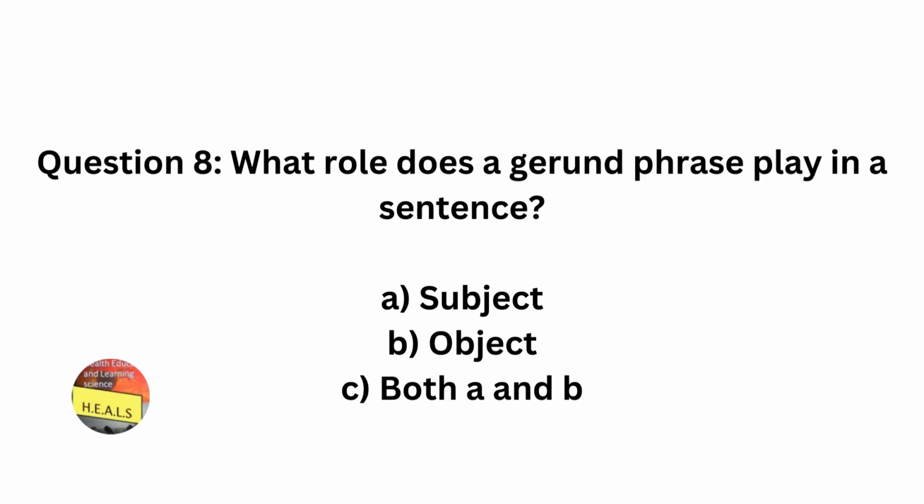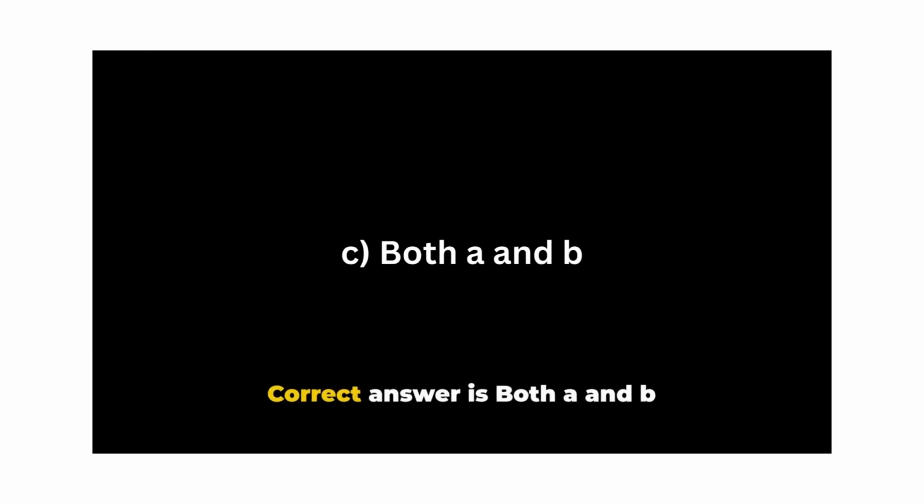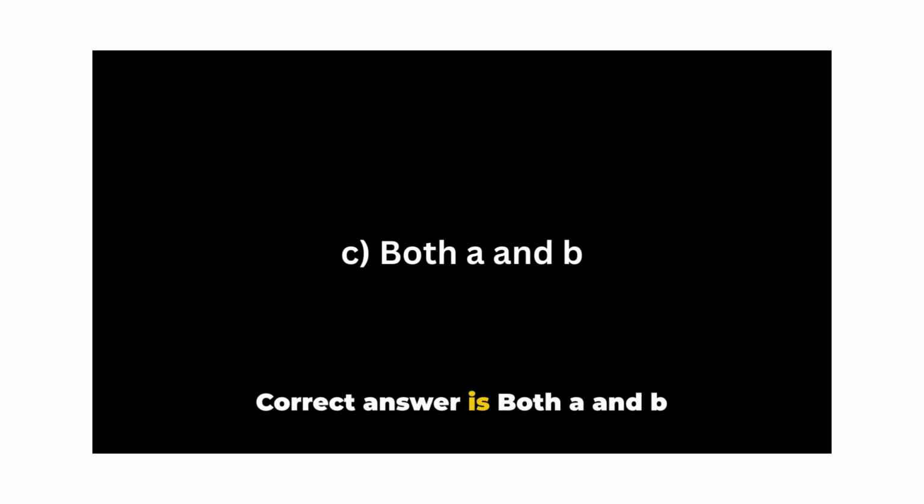Question 8. What role does a gerund phrase play in a sentence? A. Subject. B. Object. C. Both A and B. Correct answer is both A and B.